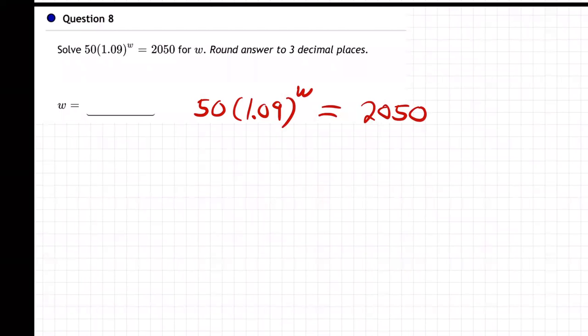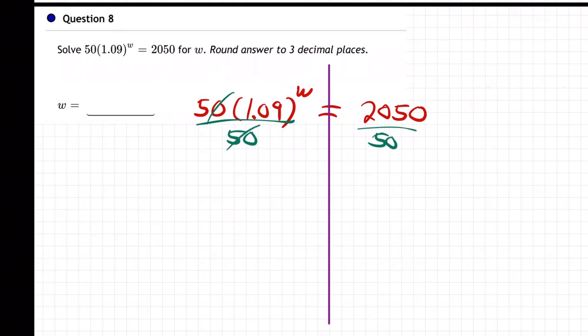Okay, so we have this equation and they want us to solve for W. So how do we do it? Well, let me put in the wall of separation here. They want me basically to get W alone. How do I get W alone? Divide both sides by 50 first off.